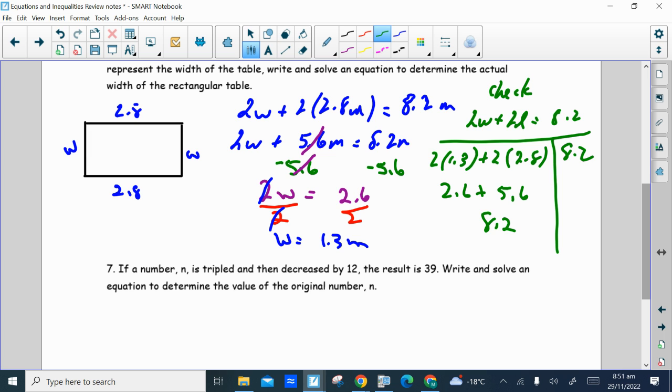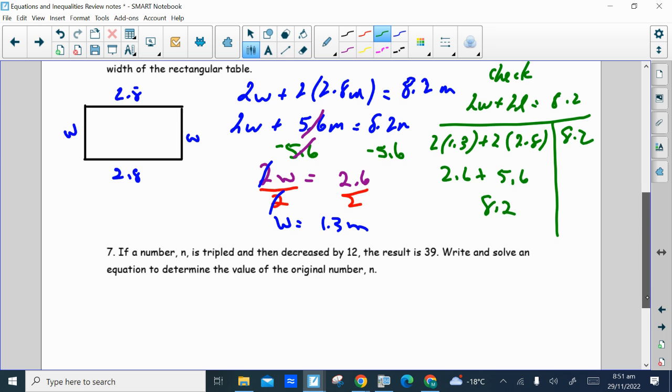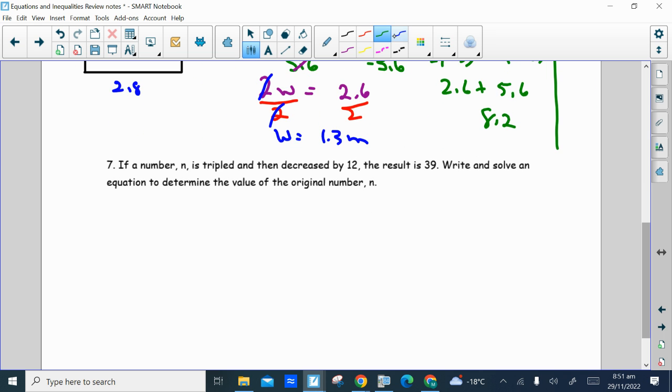Number 7 says if a number n is tripled, then decreased by 12, the result is 39. Write and solve the equation to determine the original number n. So the number is n, and it's tripled, which means you multiply it by 3. And then decrease by 12, so subtract 12. The result is, or that equals, 39. So there's the equation that we need to solve.